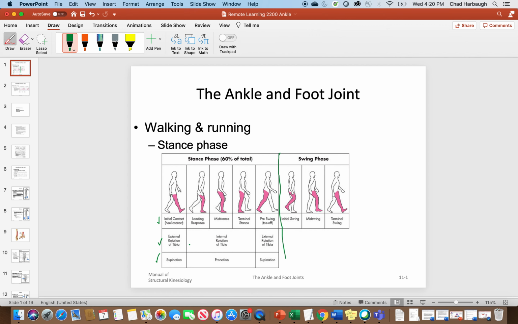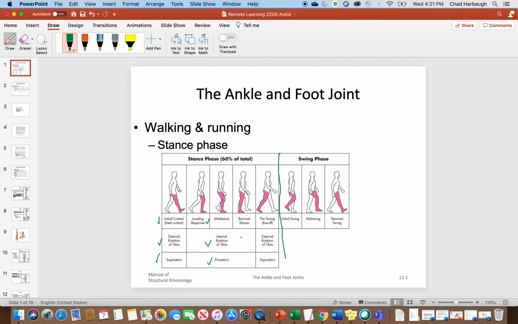forefoot. When we're looking into transferring weight, or what we classify as a loading response, the loading response is going to cause internal rotation, which will mean that we're bearing more weight on the inside of the tibial plateau. And it will also involve an aspect of pronation. And pronation means that we're going to see dorsiflexion at the ankle, abduction at the talus, and eversion of the forefoot.